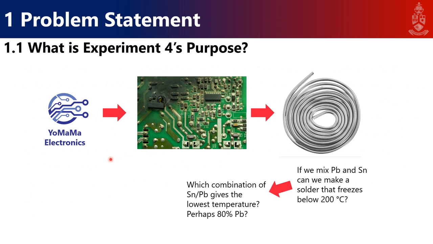So just as a summary, we have some sort of electronics company that builds electronic boards for ventilators. And they use a specific mixture of lead and tin, which is a binary alloy called a solder, to solder with, and which they now want to freeze below 200 degrees Celsius. We need to determine which ratio of lead and tin, so for example, let's say 20% tin and 80% lead, is going to give us an alloy which will freeze at below 200 degrees Celsius. Okay, so that's your very short introduction to experiment 4's purpose, or the aim, the background of what we want to do.